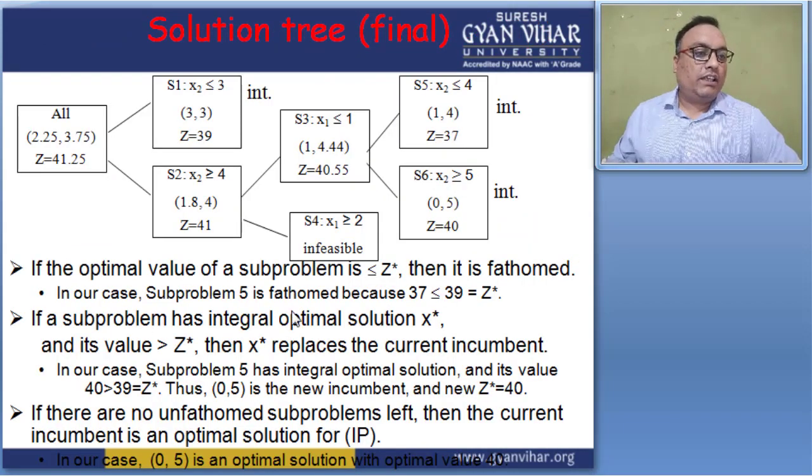Here, just see, this problem is again subdivided into two groups. Continuing from this side, S4 gives the infeasible solution, so we stop there. Then S3 gives 40.55, the non-integer solution. This will always divide into two groups: the first group is x2 less than or equal to 4, and the second is x2 greater than or equal to 5. So it gives the solutions of 37 and 40, right?